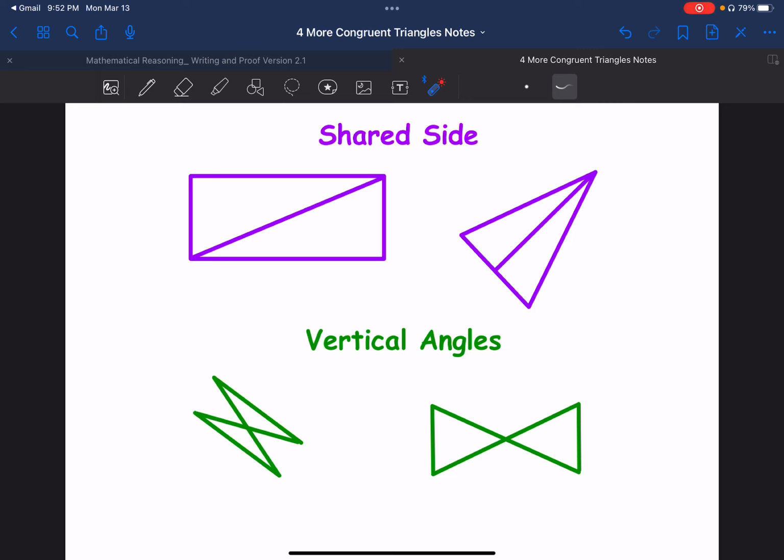Some of the key things that we're going to be using as we continue forward is this idea of a shared side and a vertical angle. This allows us to look at triangles that are touching or interacting in some way. We know these angles are the same, we know these angles are the same, and maybe we see that there's a shared side. So clearly between both triangles, they must be congruent.